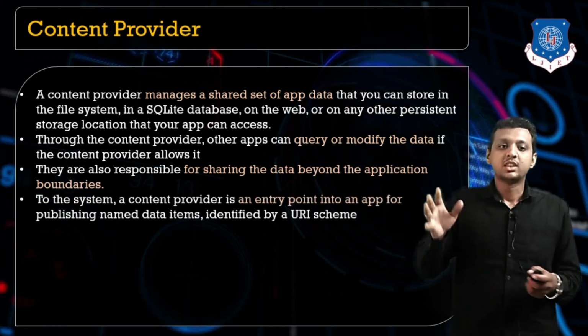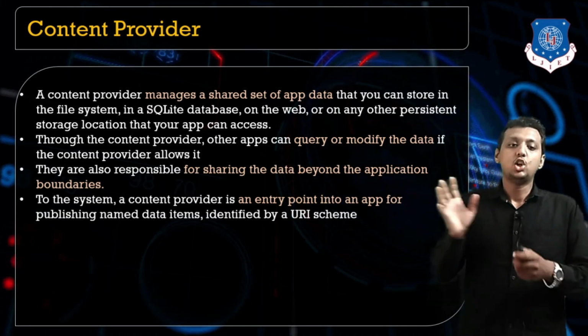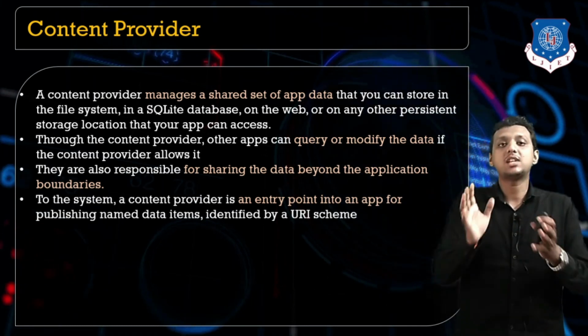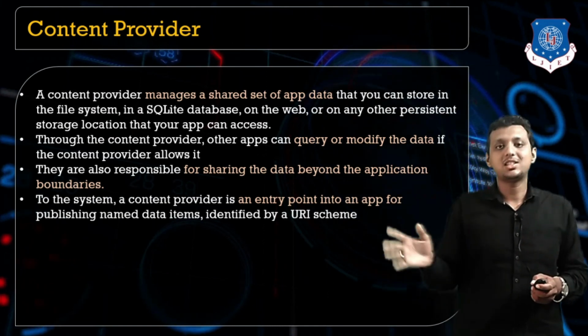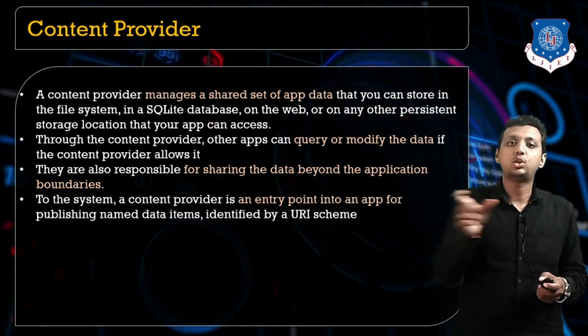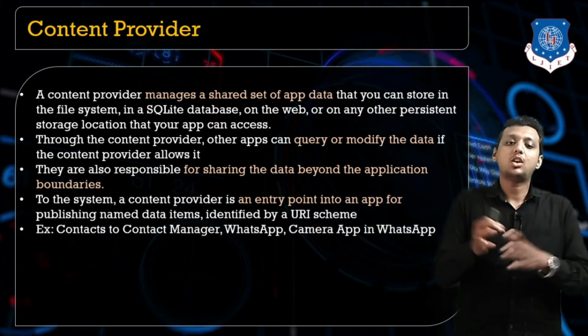boundaries. To the system, the content provider is the entry point for the application to publish the names of the data items, as well as to identify the data items by a URI scheme. The URI scheme also identifies the particular data. For example, the contacts manager or the WhatsApp application.